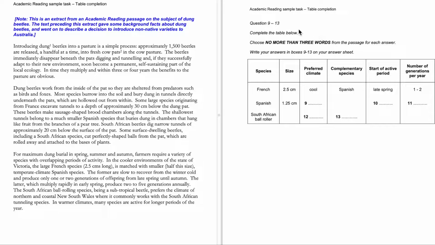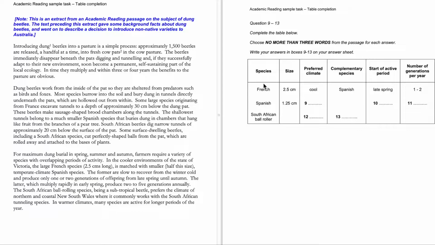So here we have questions from 9 to 13. Complete the task below. Choose no more than 3 words from the passage for each answer. Write your answers in boxes 9 to 13 on your answer sheet. So we have a table where we have species, size of them, preferred climate for the species, complementary species, start of active period, number of generations per year.